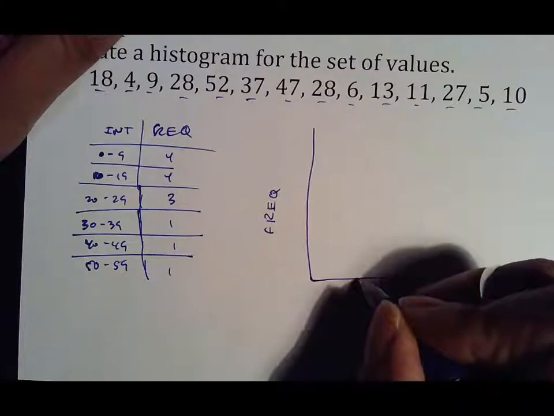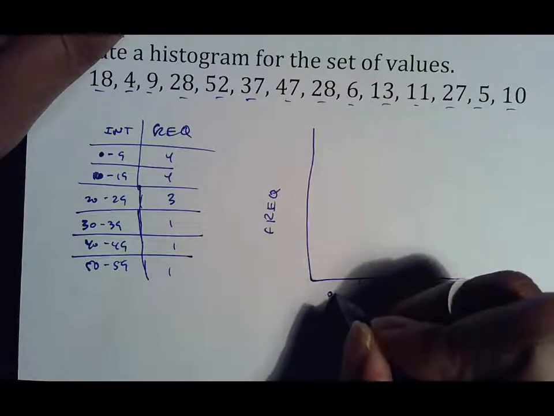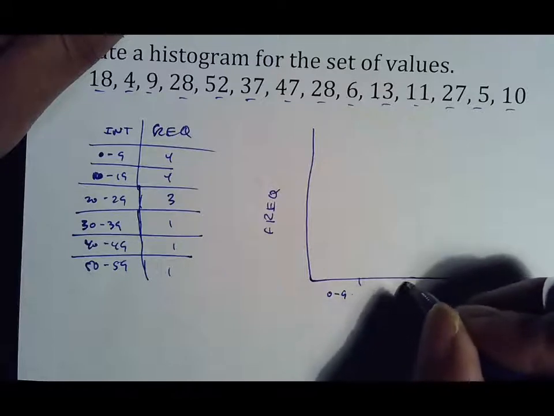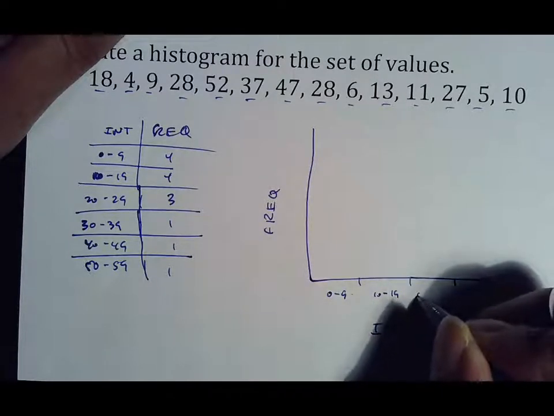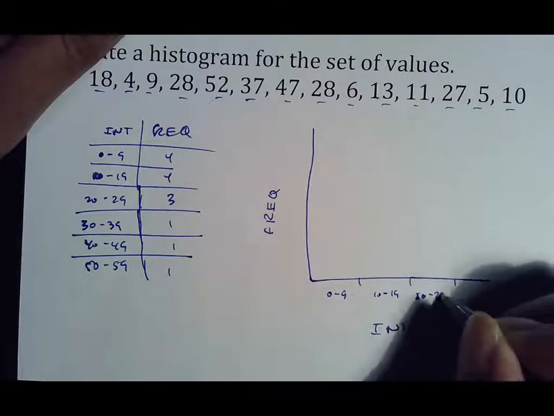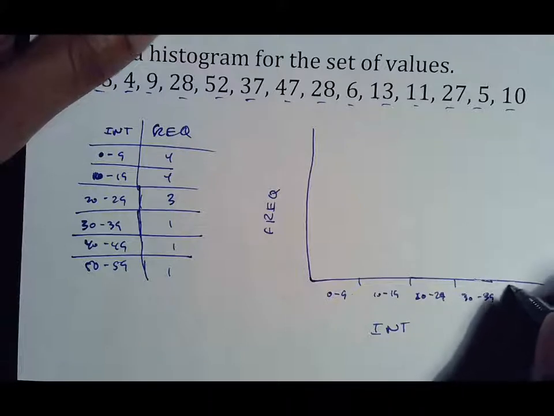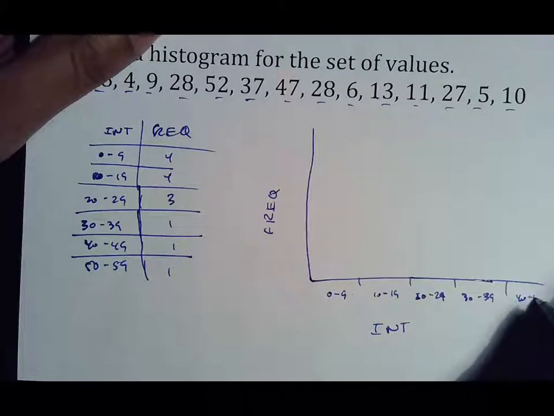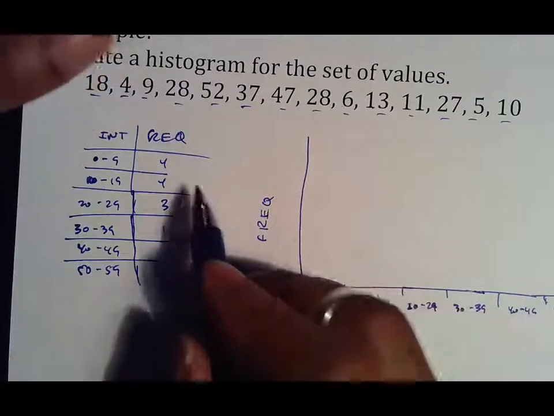So what you will do is pretty much label this way: 0 through 9, 10 through 19. I'm going to run out of room. I always do. 20 through 29, 30 through 39, 40 through 49, and then 50 through 59, which we have just enough room to do, but that works. And all you have to do again is just make sure you've got enough for your numbers.